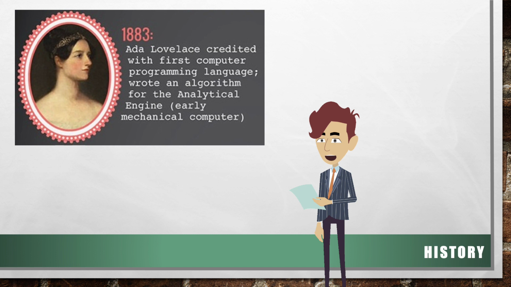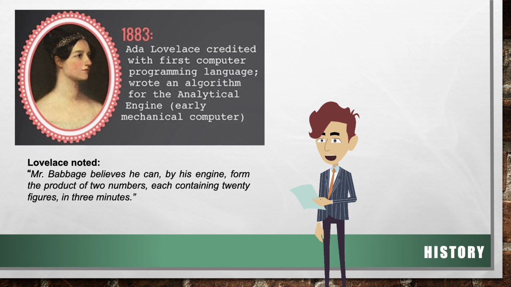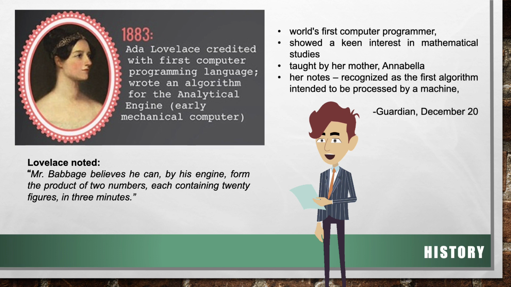So it is not just anybody, since the first programmer was a woman. Lovelace noted that Mr. Babbage believes he can, by his engine, form the product of two numbers, each containing 20 figures, in 3 minutes. Lovelace, considered the world's first computer programmer, showed a keen interest in mathematical studies taught by her mother Annabella. Her notes are recognized as the first algorithm intended to be processed by a machine, according to her guardian on December 20. I cannot trace back the year.